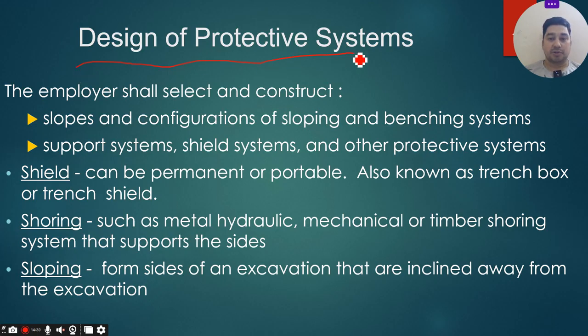Now, design of protective systems. When you are designing any protective system, the employer shall select and construct slopes and configurations of the sloping and benching system. The second is the support system, shield system, and other protective systems. Shield can be permanent or portable, also known as a trench box or trench shield. It is as per your requirement that you can select.